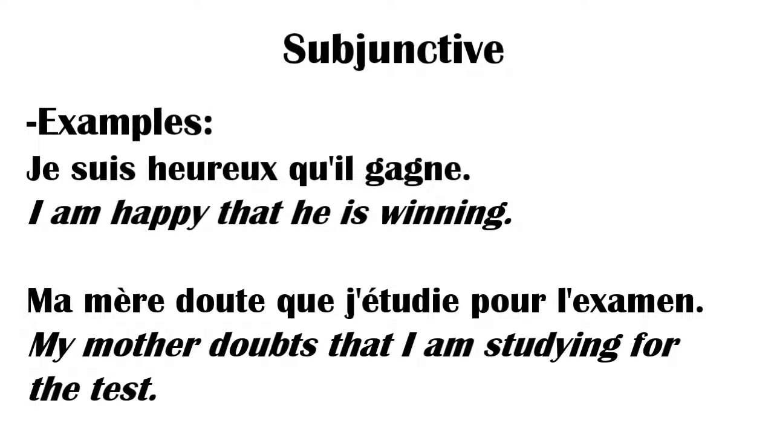The second example, ma mère doute que j'étudie pour l'examen, is an example of the doubt, or D, of WEIRDOS. As you can see, we have our two subjects and the que in between them. In English, this sentence roughly means, my mother doubts that I am studying for the test.